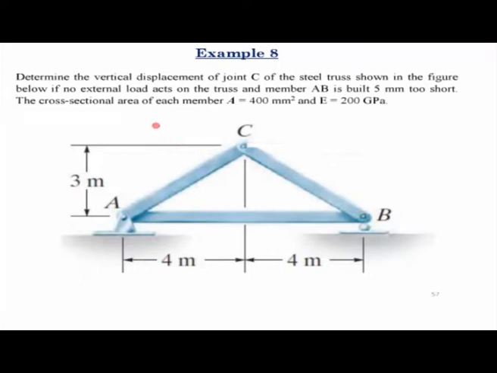So again, we have another example where you have that. Now instead of that external load, what we are saying is this member AB is built 5 millimeters too short. That is, whatever the length of this member is, actually 8 meters, but it has been found that the member is 5 millimeters less than 8 meters. So that is, it is 7.995 meters. Now because of this, they are asking you to calculate the vertical displacement of this joint C.